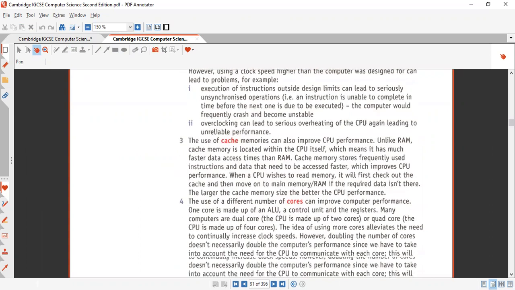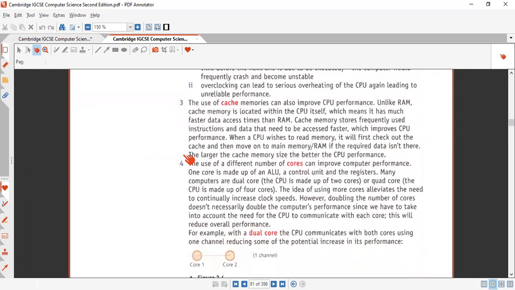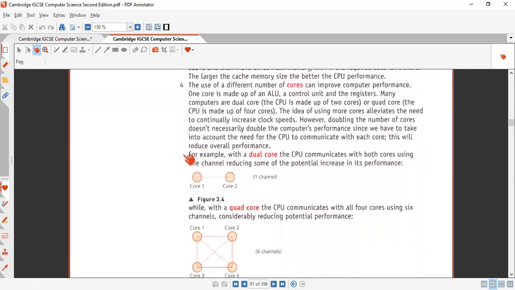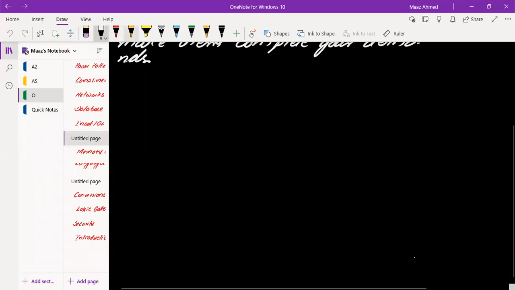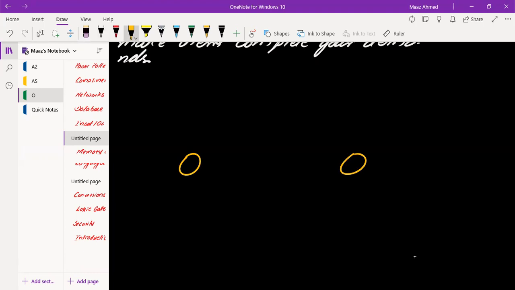Then finally, it comes with the cores. Cores means the number of processors. Now suppose that you are being provided with two processors at a particular time interval. So what are you going to do? Just let me draw it for you guys. You are being provided with two processors.